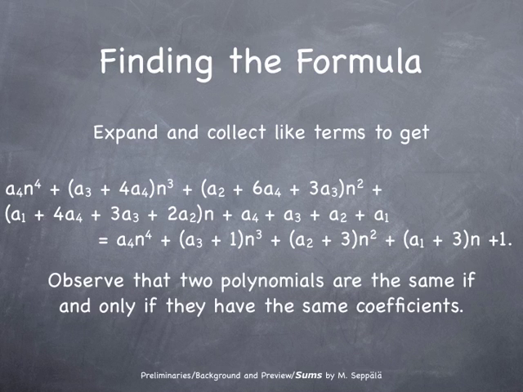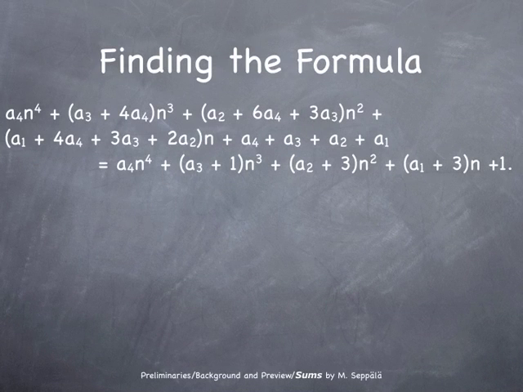Next we observe that two polynomials are the same if and only if they have the same coefficients. That is, the fourth order terms must have the same coefficient, the third order terms the same coefficients, and so forth. From this we get conditions that allow us to determine the unknown coefficients ak. By expanding and collecting the like terms, we have obtained an equation regarding two polynomials. These two polynomials must be the same. And now the observation was that two polynomials are the same if and only if they have the same coefficients.